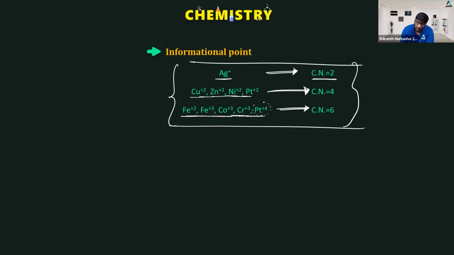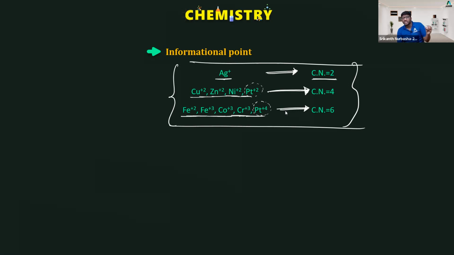People generally get confused about platinum complexes. Platinum in the plus 2 state forms coordination number 4 complexes, and platinum in the plus 4 state forms coordination number 6 complexes. We have to categorize that. If a complex is given to you along with d orbital splitting and magnetic data, how do you figure out what type of complex it is, plus 2 or plus 4? Based on that we can proceed with the next part of the question.